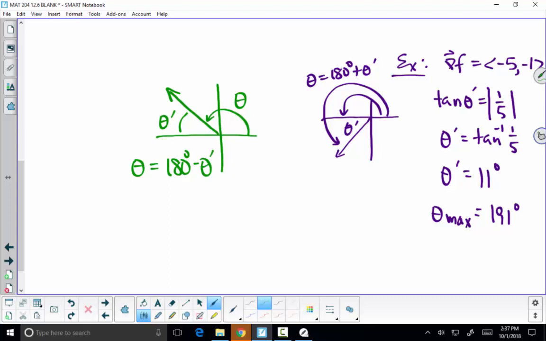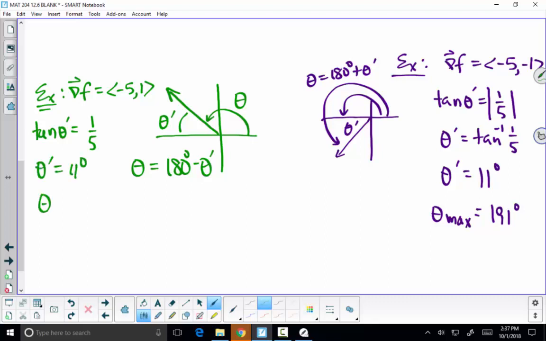So let's suppose that we had del f being (-5, 1). Then tangent of theta prime is positive 1/5. We take absolute values. We get theta prime equals 11 degrees, and then theta is going to be 180 minus 11 degrees, giving us 169 degrees, because we know it's in quadrant 2. So the reference angle we find by taking absolute values, and then we apply it based on the quadrant.